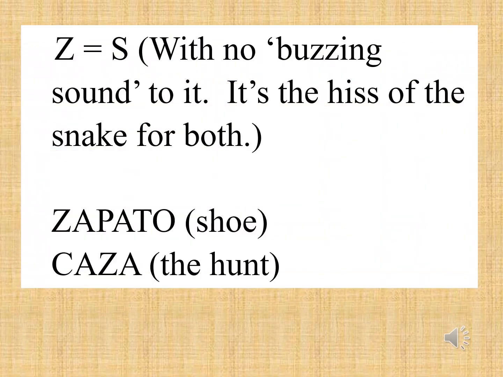The zeta and the S are pronounced the same, with a hiss as opposed to a buzzing Z sound. Zzz, none of that. So it's just S, whether it's an S or a Z, as in zapato, zapato, casa, casa, casa, zapato.